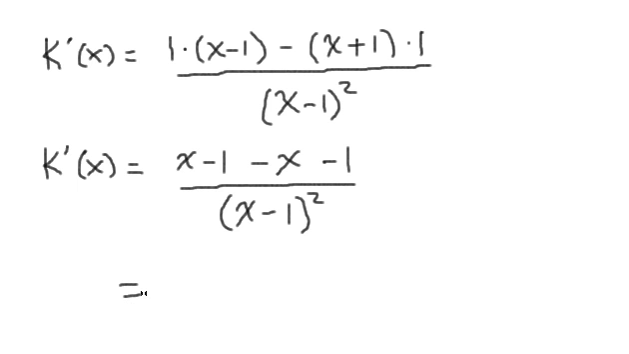And now we want to go ahead and simplify the top. We have an x and then we have a minus x, so those are going to cancel out. We have a minus 1 and a minus 1, so that becomes a minus 2 over x minus 1 squared, and this is k prime of x. And of course we can take this negative here and actually bring it out in front of the fraction bar.